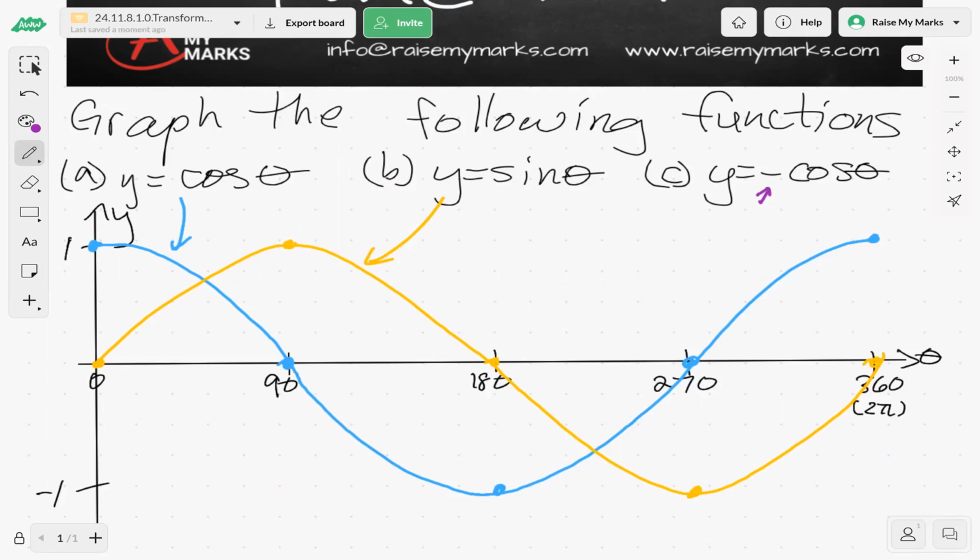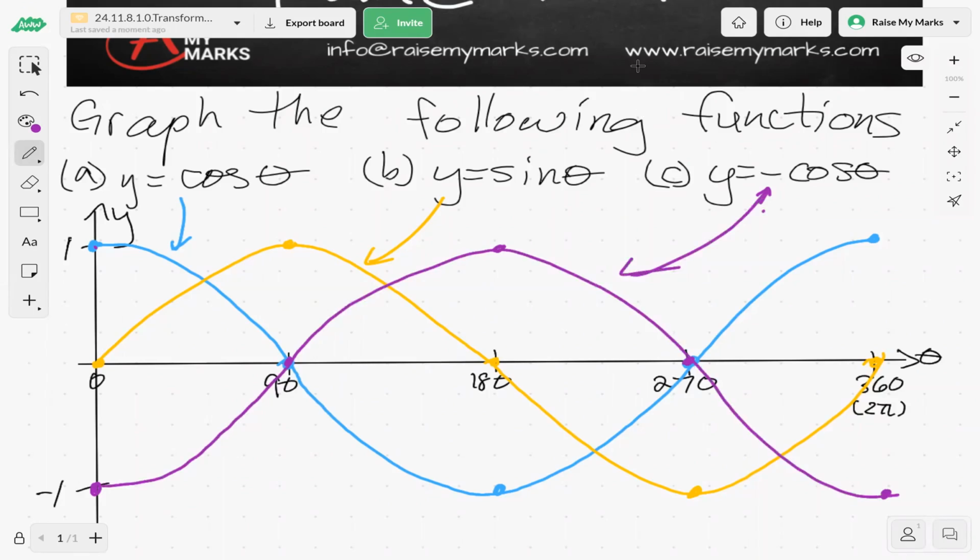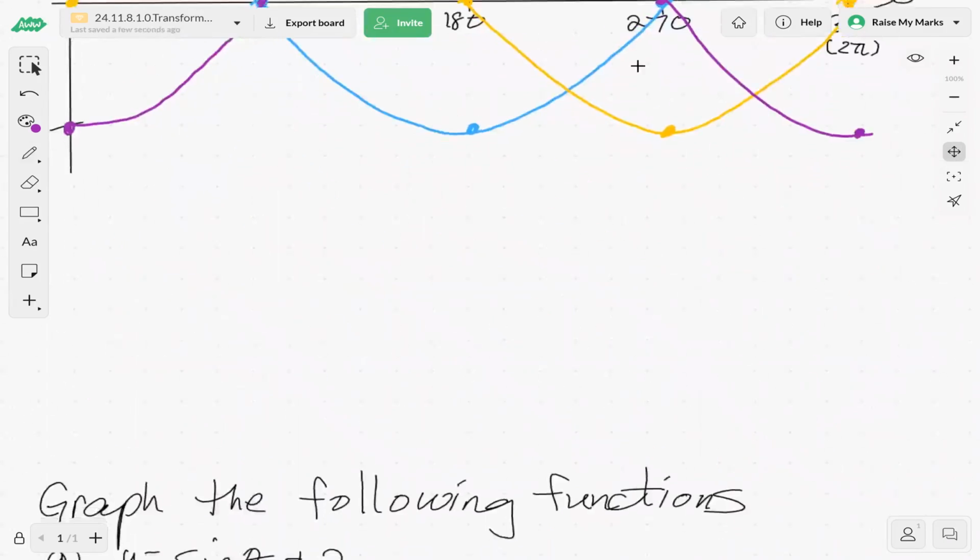So when theta is 0, where we had 1, we now have -1. At theta 90, we're still at 0. At theta 180, we're at 1 now. 270 stays at 0, and at 360 we reflect down to -1. So let's join everything with a nice smooth curve. Our purple curve is y equals negative cos theta. Great. Okay, so let's see what we have next.